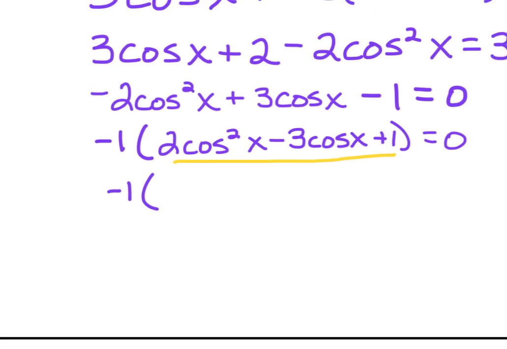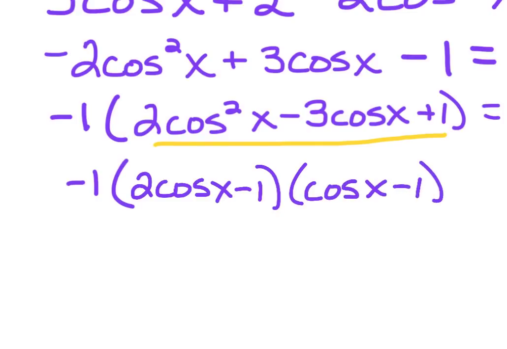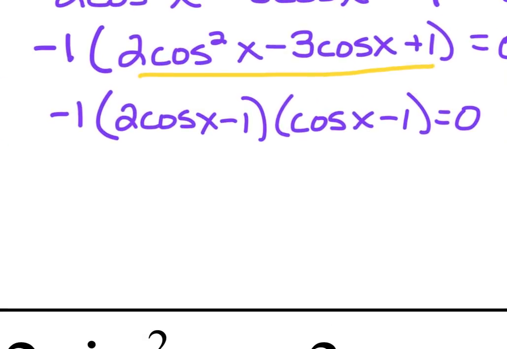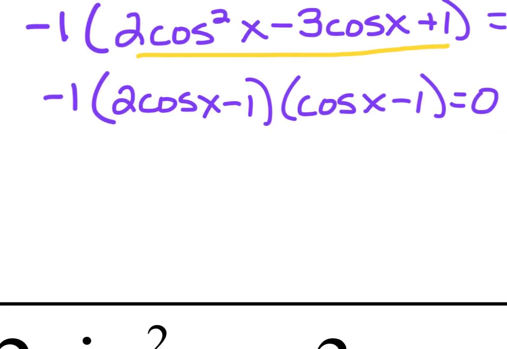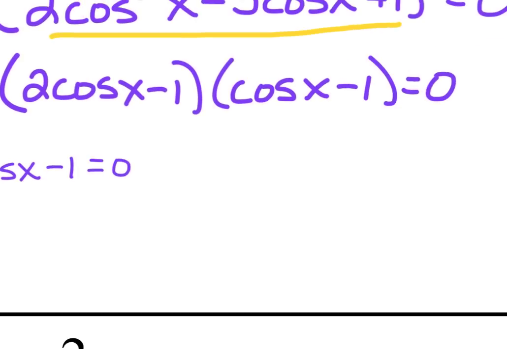Now, don't forget to bring down the negative 1. Even though it's not going to change your answer, it's mathematically accurate to do so. And then 2 cos x minus 1 times cos x minus 1 equals 0. When you set the factors equal to 0, remember that you never include a constant factor. You don't have to set that equal to 0 because it can't equal 0. And so you're only going to do the 2 cos x minus 1 equals 0 and the cos x minus 1 equals 0.